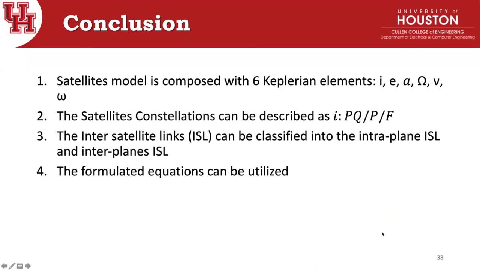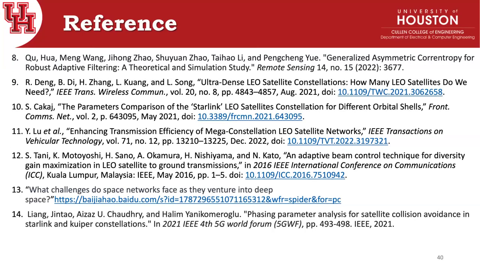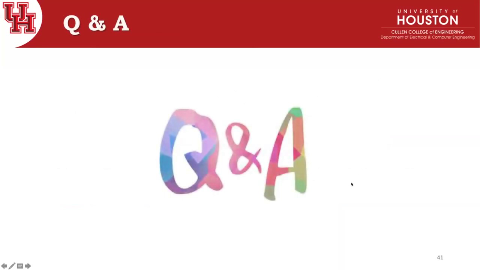So in conclusion, the satellite model is composed of six Keplerian elements, i.e. a, e, i, Omega, v, and little omega. The satellite constellation can be described as I, P, Q, P, F. And inter-satellite links can be classified into intra-plane links and inter-plane links. We can use the formulated equations provided in the slides to set up our model. And here are some references. I think that's all of my presentation.